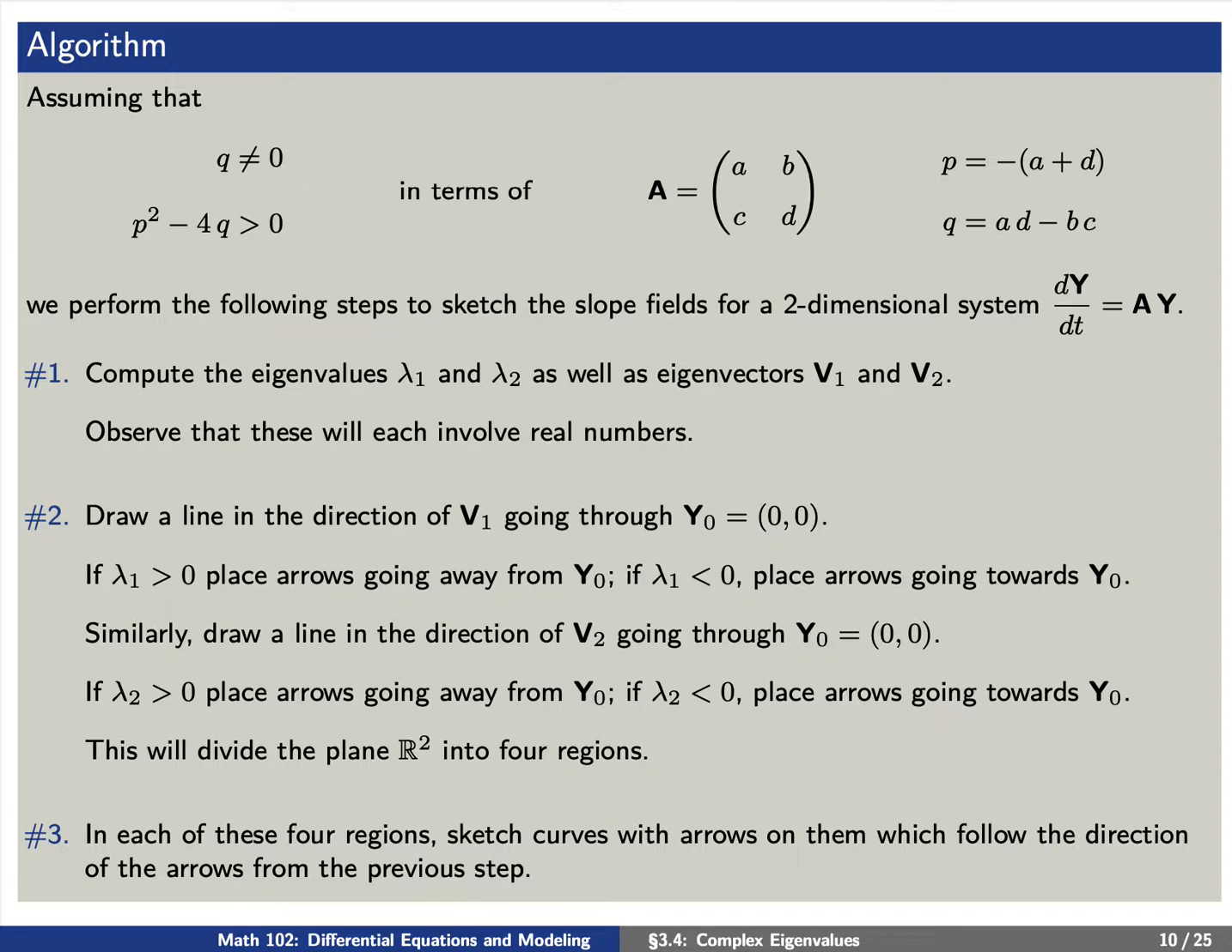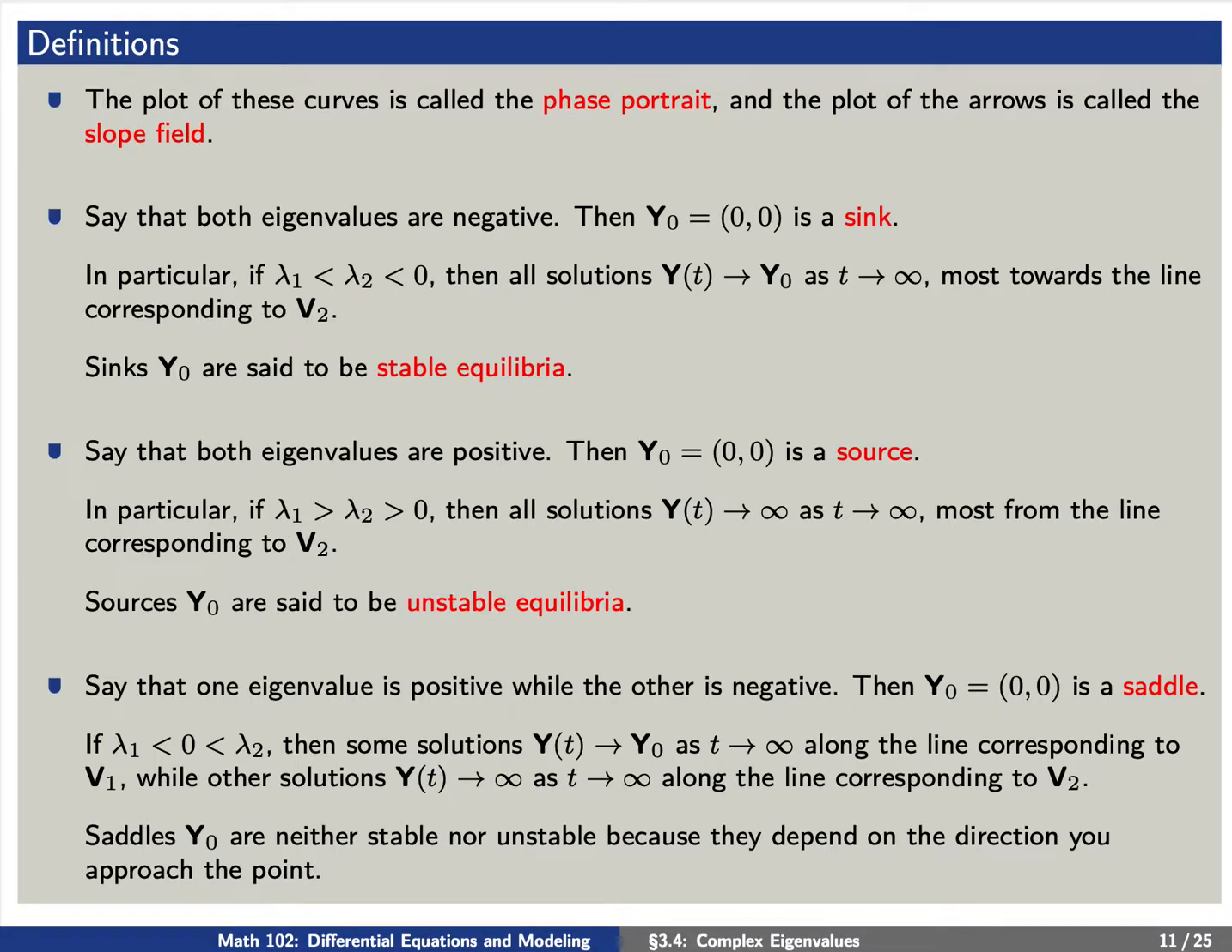In each of these 4 regions, we can then sketch curves with arrows which follow in the direction of the arrows from the previous step. A plot of these curves is called a phase portrait, and a plot of the arrows is called a slope field. Let's say that both of our eigenvalues are negative.